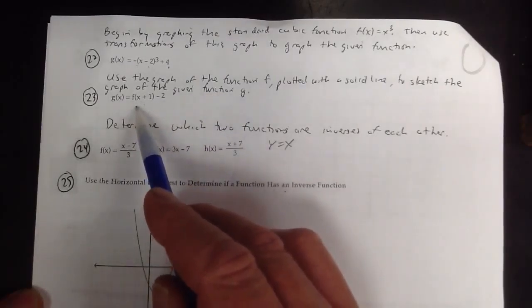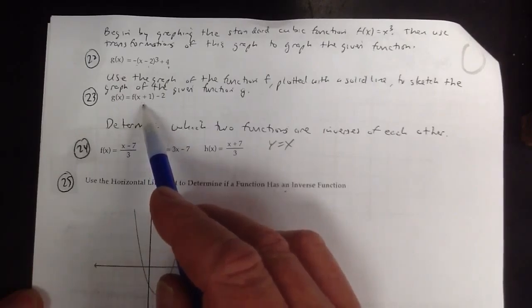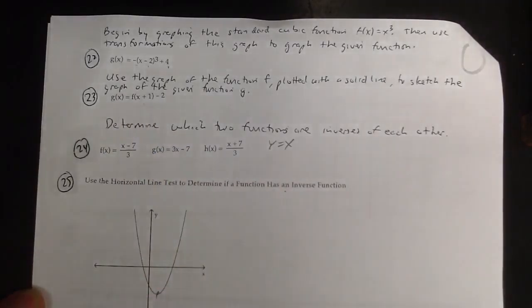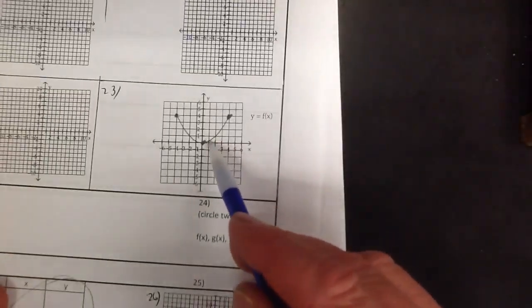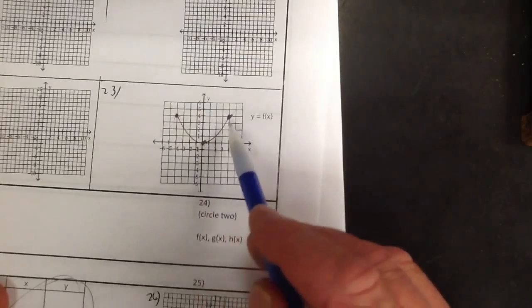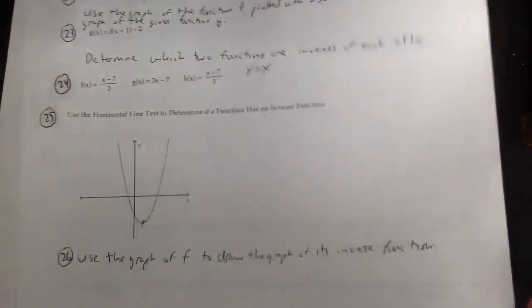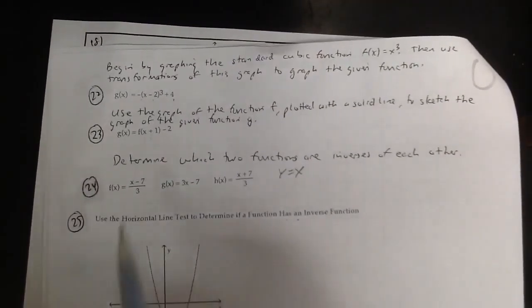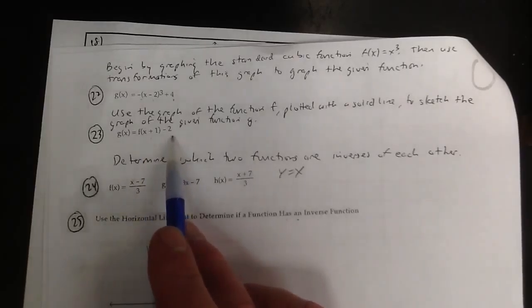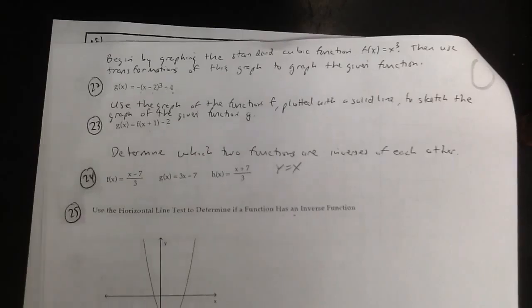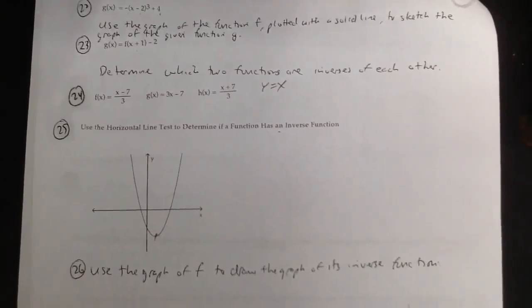It says use the graph of the function for number 23. Okay, so what is the parent function for number 23? Let's look at the back here. There is the parent function. It's got 1, 2, 3 points. Those are the 3 points that you translate. Okay, so what is the translation? Of those 3 points, you're going to shift them to the left 1 and down 2. Simple enough.